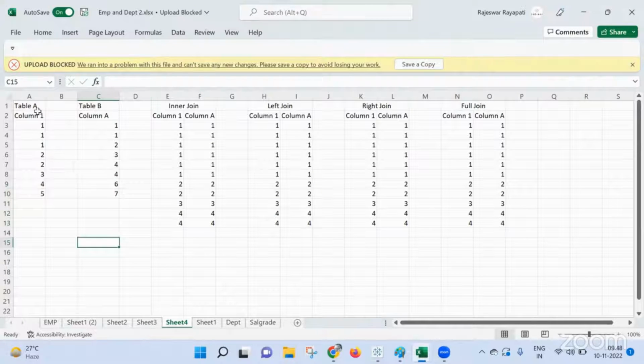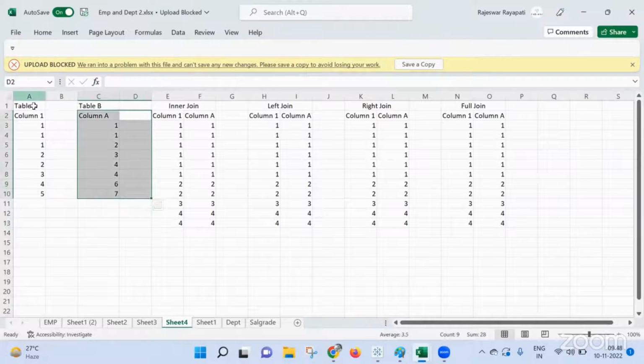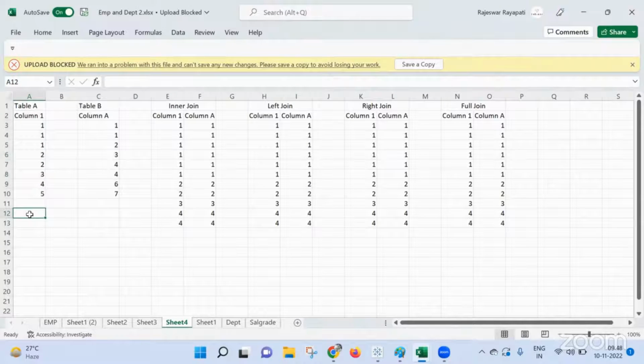Now, if I say there is a referential integrity between these two tables, then I am saying there is no record in this table which is not having a matching value in this table. The same way, I am saying there is no record in this table which is not having a matching record in this table. So, when should you take referential integrity? There is no orphan records, no records that are left which are not having any matching record in the other table.